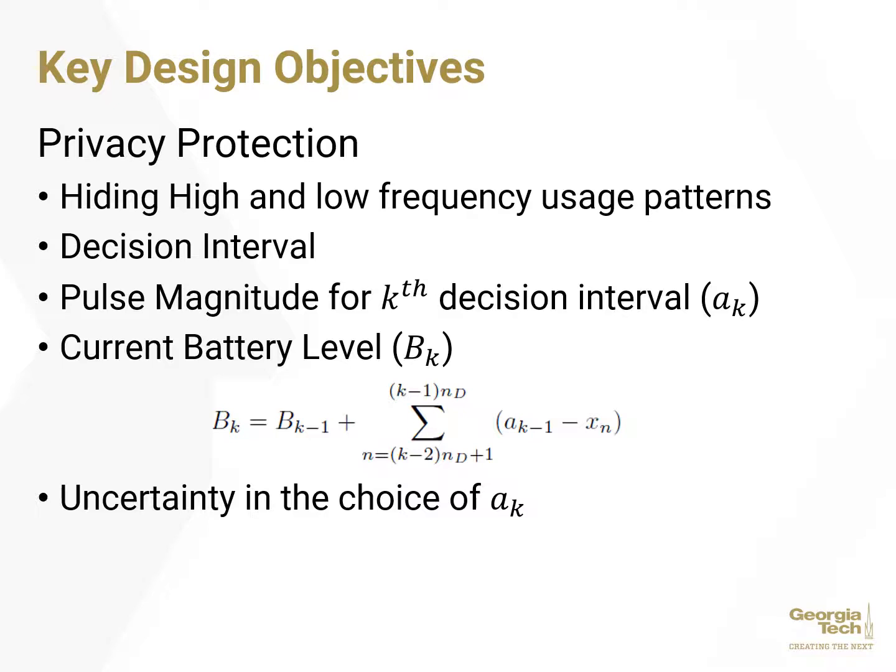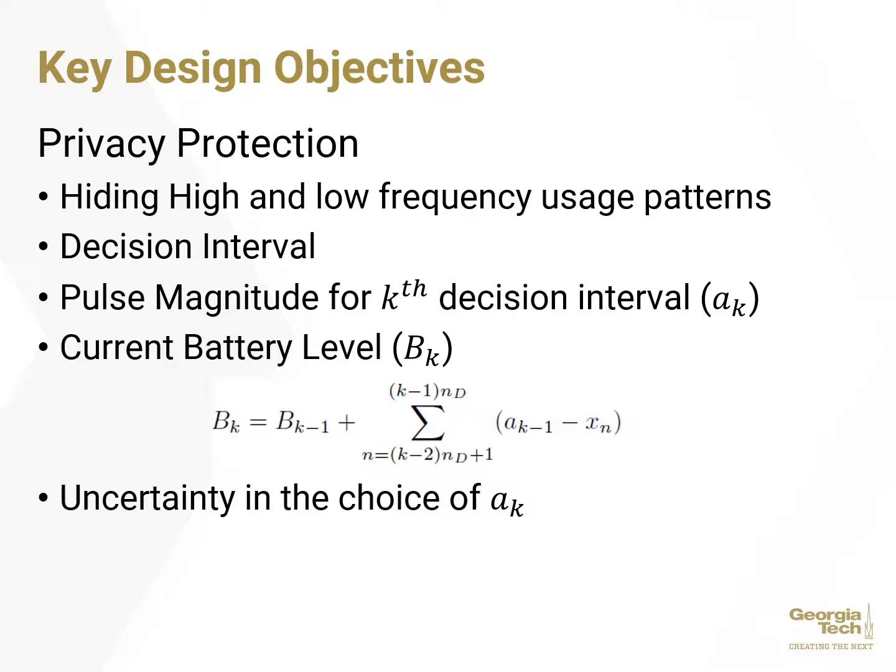AK is used to denote the magnitude of a pulse for the kth decision interval. For the mathematical equation of battery level shown in the slide, the magnitude of AK is based on the current battery level. So therefore we now have more randomness and uncertainty involved in determining the value of AK, because the value of the battery level is not known to the adversary. Therefore, from the adversary's point of view, it is much harder to know how the pulse magnitude is selected.